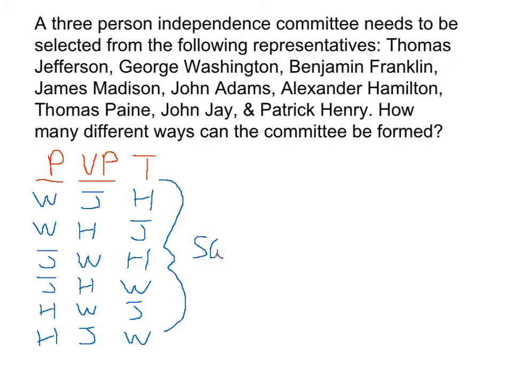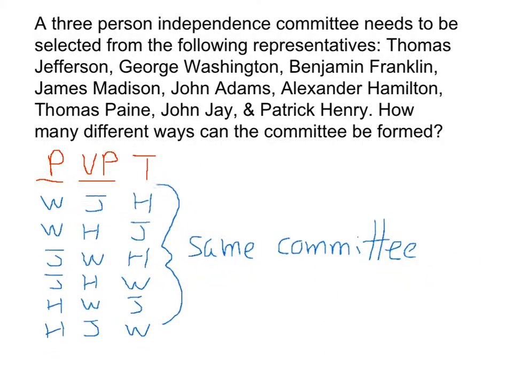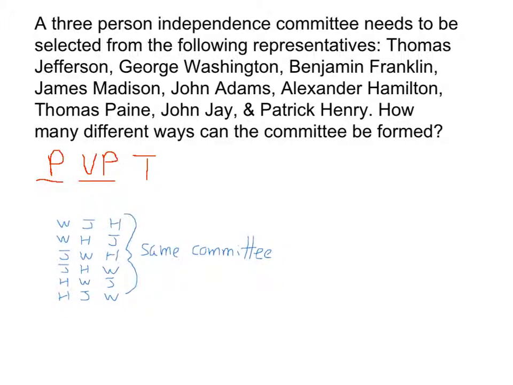Same committee every single time. Don't waste your time putting them in different order. It doesn't matter. They are the same committee. So what we need to recognize is that no matter what 3 guys I choose here, I'm just going to shrink this down just a little bit here. No matter what 3 guys I choose, I can rearrange it all day and it does not matter. What we have here is what we call a combination.